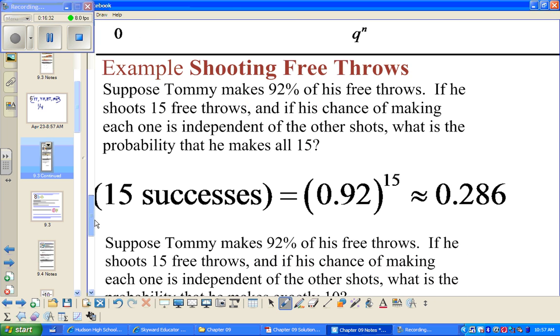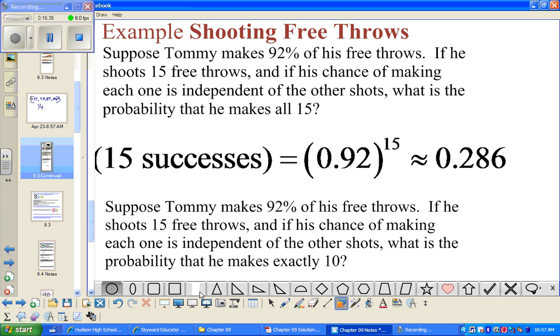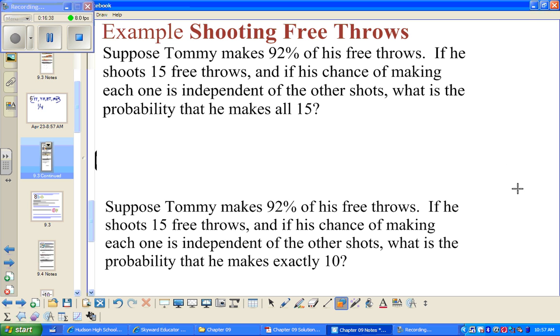So let's apply this to a problem. Suppose Tommy makes 92% of his free throws. If he shoots 15 free throws, and if his chance of making each one is independent of the other shots, what is the probability that he makes all 15?